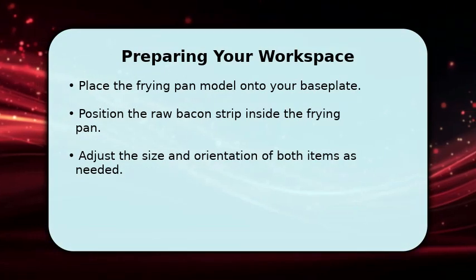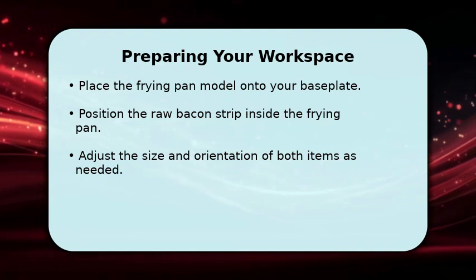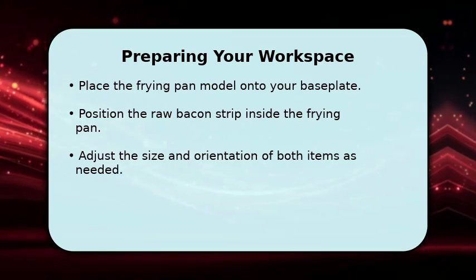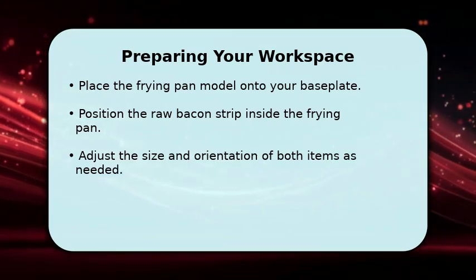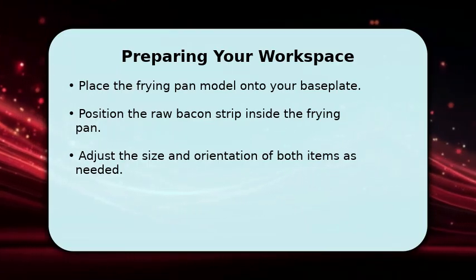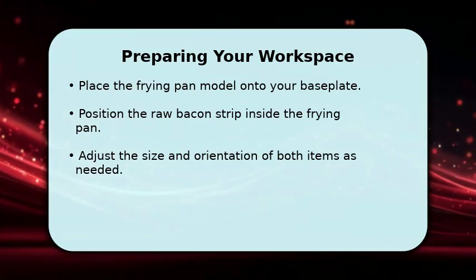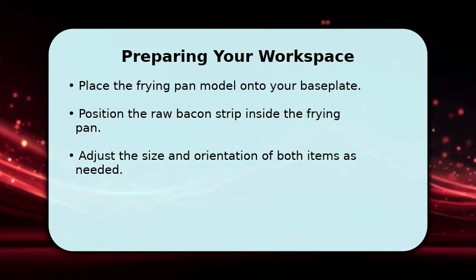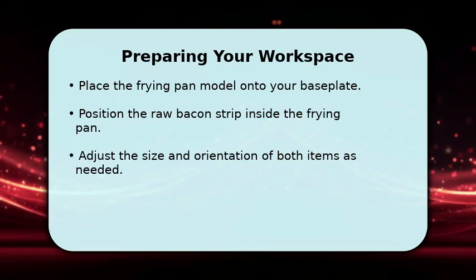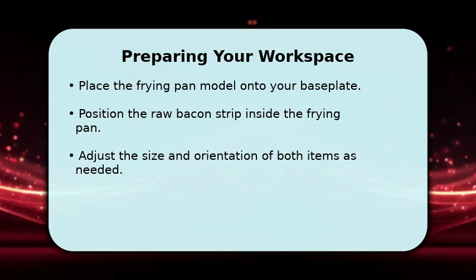Now that you have your assets, let's prepare your workspace. Drag the frying pan model from your inventory onto the base plate. Then, carefully place the raw bacon strip model directly inside the pan. You might need to use the move and scale tools to adjust their size and orientation, ensuring the bacon fits perfectly. This setup creates a realistic cooking environment for your virtual bacon.